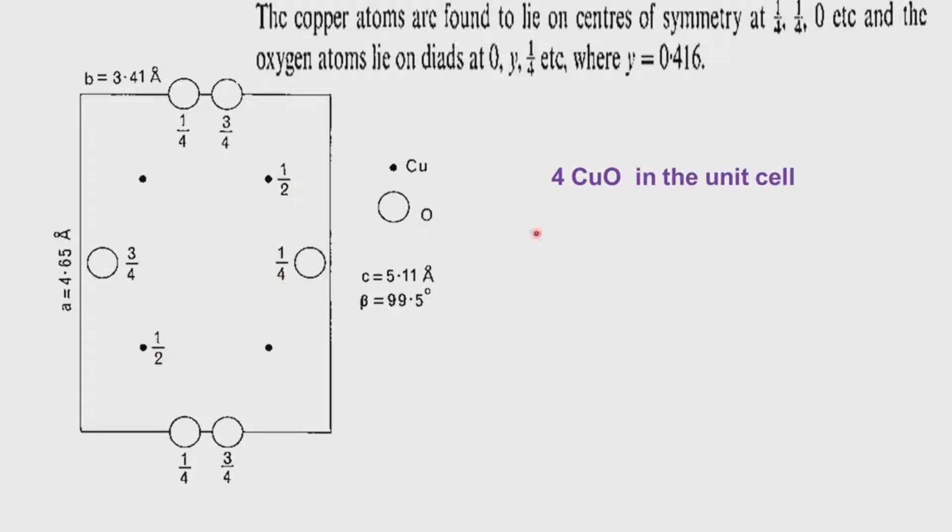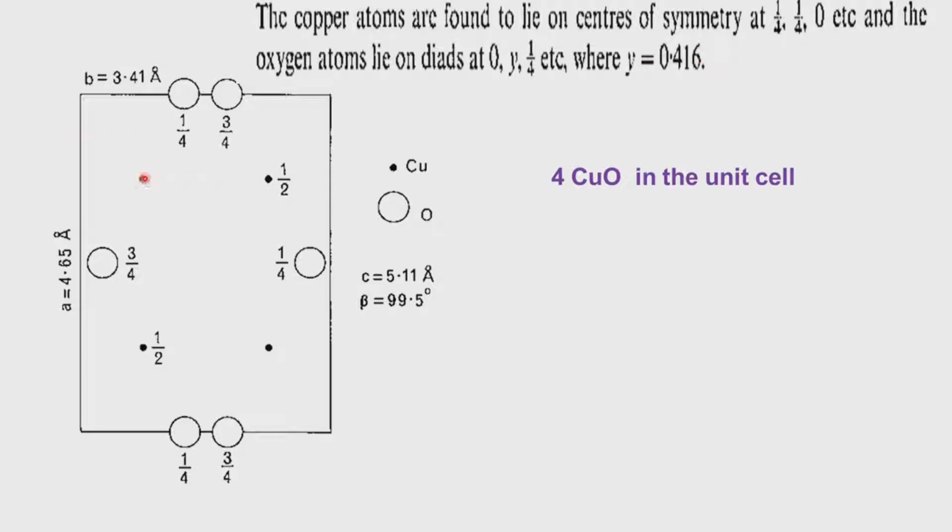The oxygen atoms on the other hand occupy the value of y equals 0.416. So, if the copper atom is at 1/4, 1/4, 0, that is 0.25, 0.25 and 0, then this oxygen atom comes at 0, y, 1/4. That means the value of z is 0.25 and the value of y is 0.4.